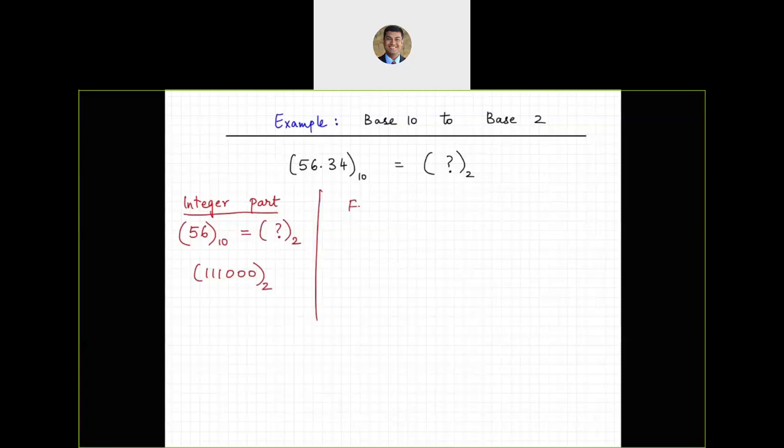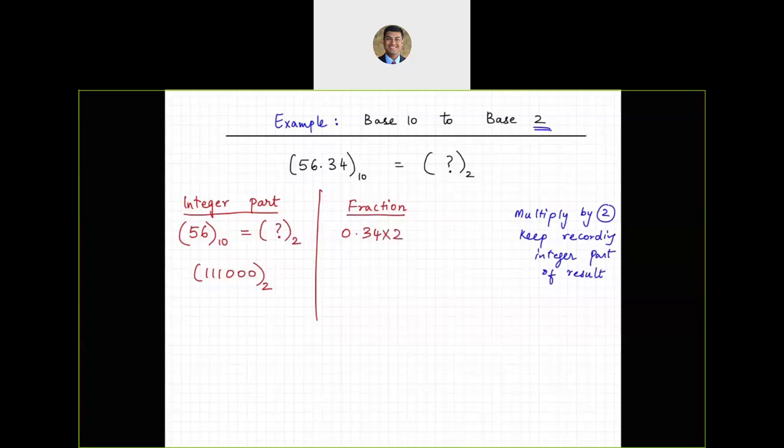Now let's come to the fraction part. For the fraction part, what do you have? You have 0.34. For the integer part, we were successively dividing by 2 and recording the remainders. For the fraction part, we have to do the opposite. Multiply by 2, because this is base 2, and keep recording the integer part of the result. So multiply by 2, what do you have? 0.68. Next, 0.68 multiply by 2, what do you have?